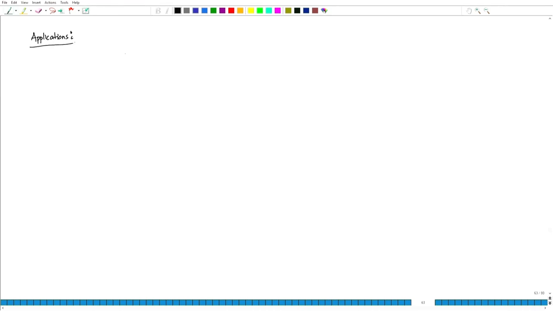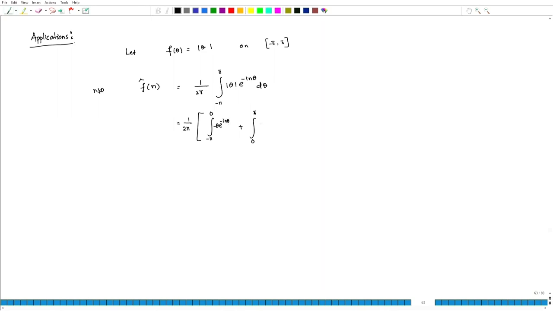Now let f of theta be equal to mod theta on minus pi to pi, and which is 2 pi periodic. So we can calculate the Fourier coefficient, let us say n not equal to 0, f hat of n, if we compute this by definition, which is 1 by 2 pi, if I split this as minus pi to 0 plus 0 to pi, then here I have got minus theta e to the power minus i n theta, and here theta e to the power i n theta d theta.